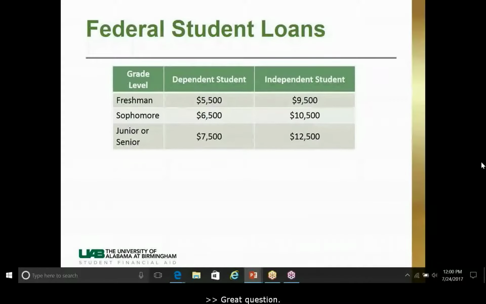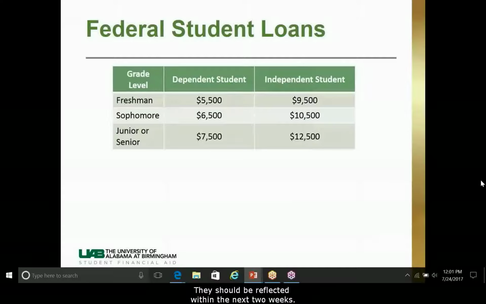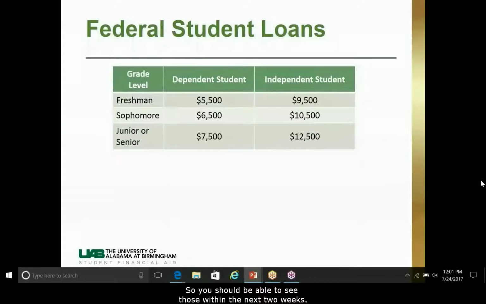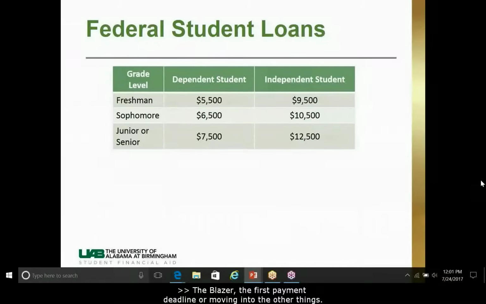Great question. With departmental scholarships, they are processed after our ACT GPA-based scholarships. So you should see the ACT GPA-based now. Departmental scholarships should be posted. Our IT department is working on that now. They should be reflected within the next 2 weeks. So you should be able to see those within the next 2 weeks. So well in time before the first payment deadline. Correct. Moving on to the other things.